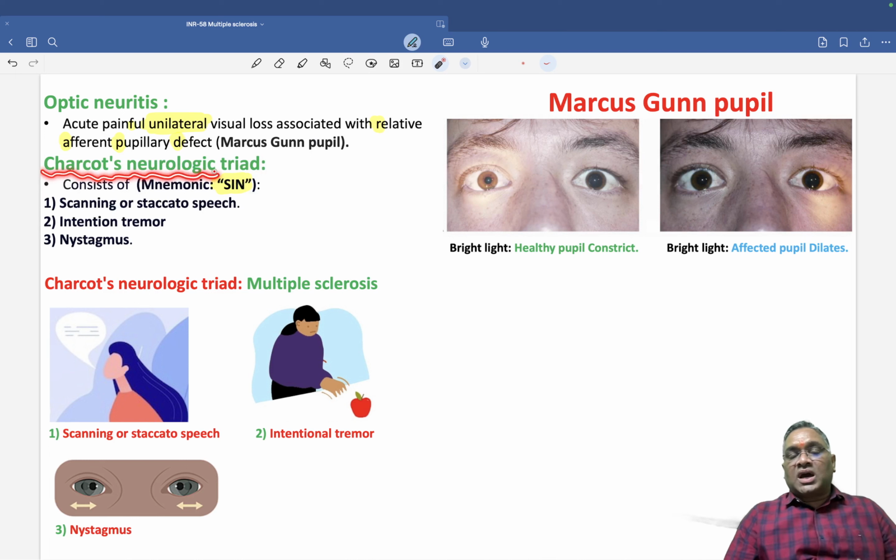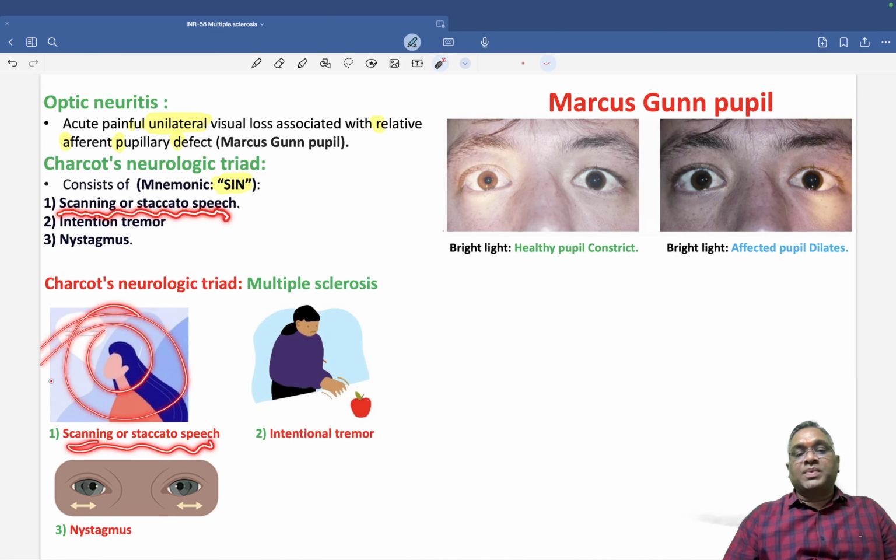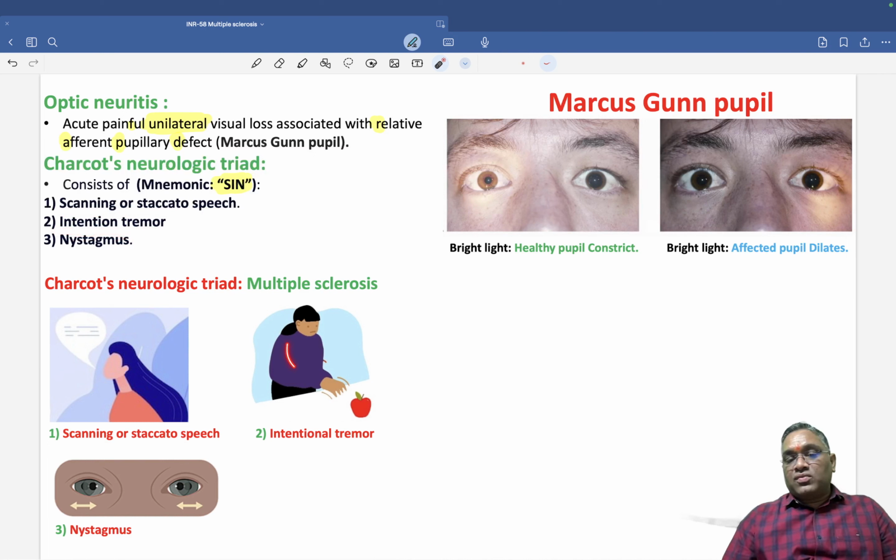Another important feature is Charcot's neurological triad. What is Charcot's neurological triad, which we see in multiple sclerosis? We can remember this by the mnemonic SIN, right? S means scanning or staccato speech. Then intentional tremor: when the patient reaches out for some object, they will have a tremor as they get closer. And nystagmus. So scanning speech, intentional tremor, and nystagmus are called Charcot's neurological triad, which we see in multiple sclerosis.